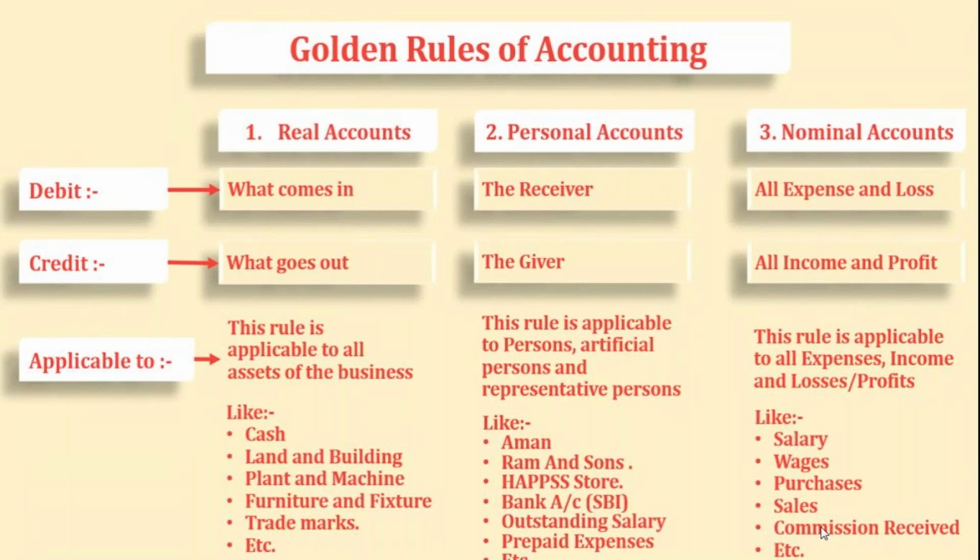So what is this real account basically? The moment we talk about real account, we have the rule we know: debit what comes in, credit what goes out. But this rule is applicable for what? I've given here, this rule is applicable to all the assets of the business. The moment we talk about the assets of the business, the real account rule applies. Now, when we talk about assets, we have a widened categorization of assets, right?